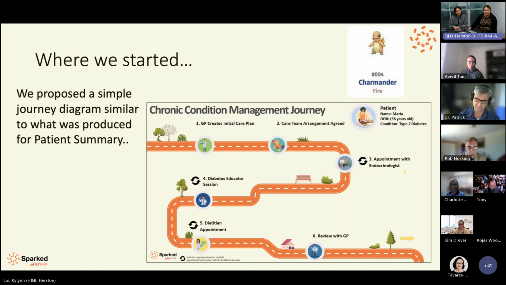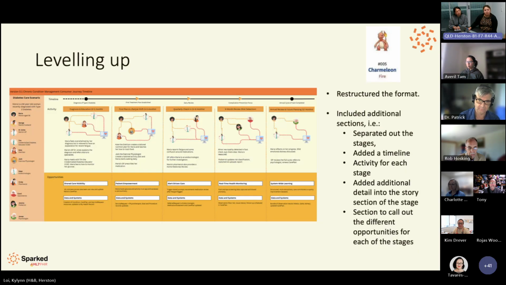Where we started with the initial conversation with the focus group was using a similar sort of roadmap template to try and start building out a journey. But we found that that wasn't sufficient and we actually needed to expand and include additional detail. So we needed to separate out the stages and have additional information in each of those stages. So we then leveled up and took a different approach. We restructured how we were going to represent the journey itself.